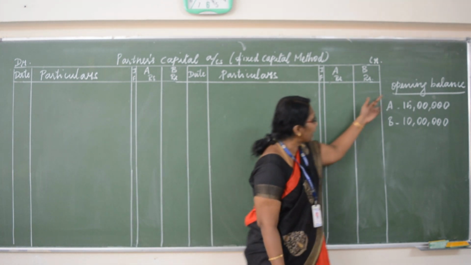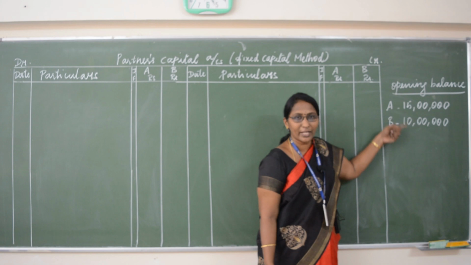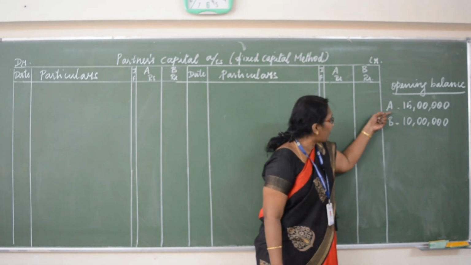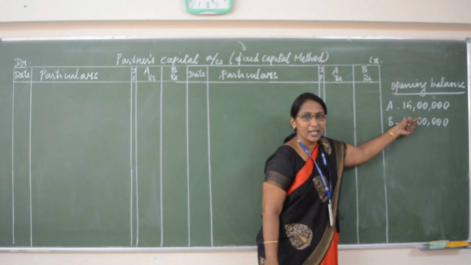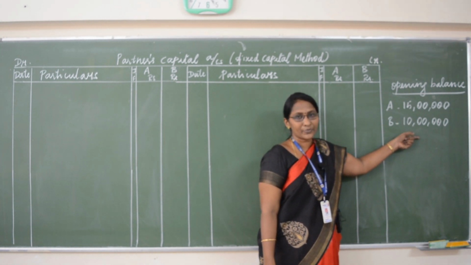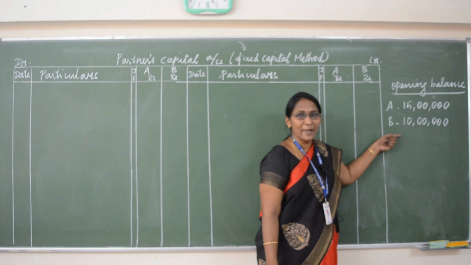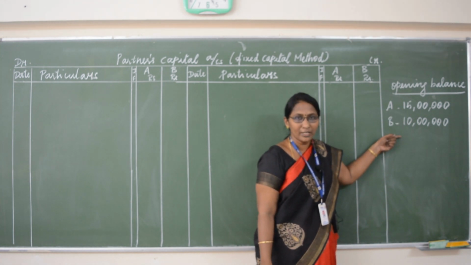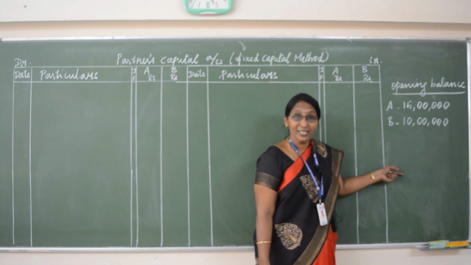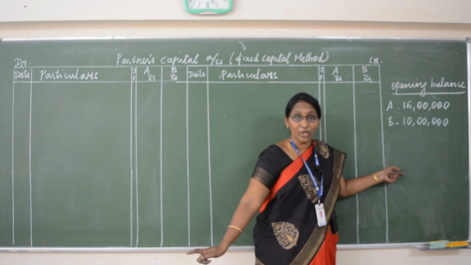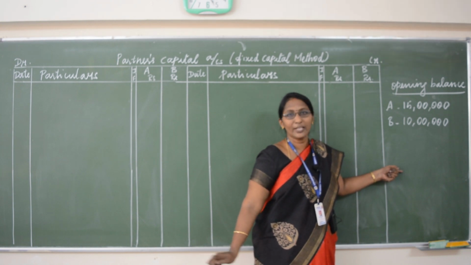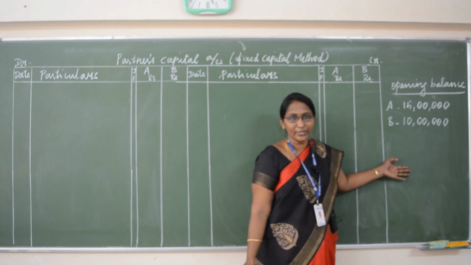See here the opening balance, how much have I written? I have taken it from the question. For partner A 15 lakhs. For partner B, 10 lakhs. So only the opening balance of capital is given in the question. There is no additional capital and there are no drawings. There is a drawing, but that drawing is against profit. It is not a withdrawal of capital. So I am not going to take that.